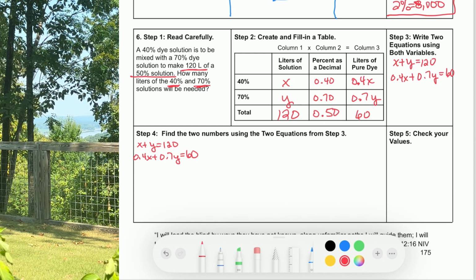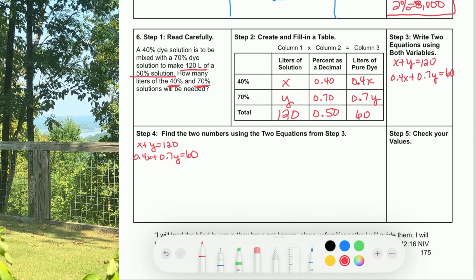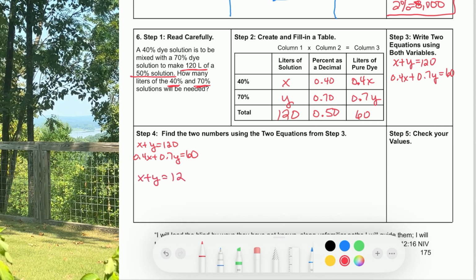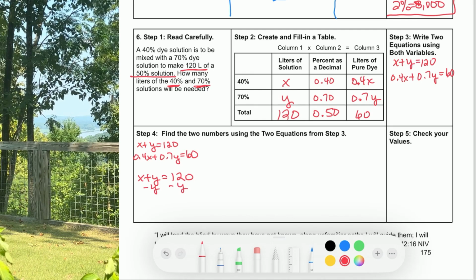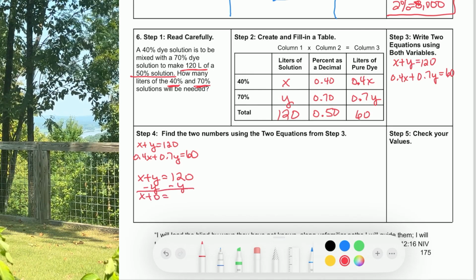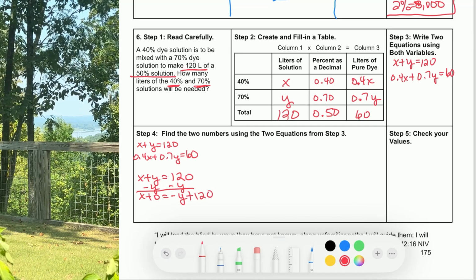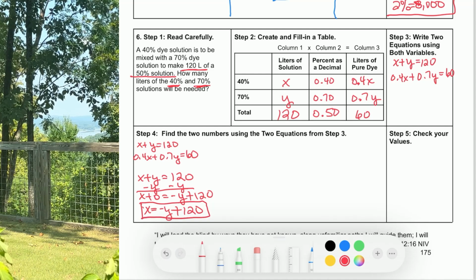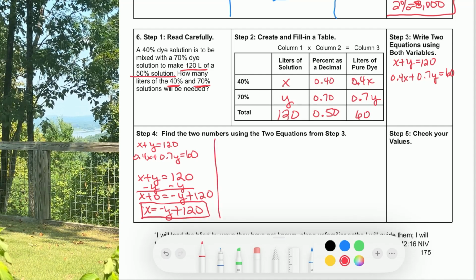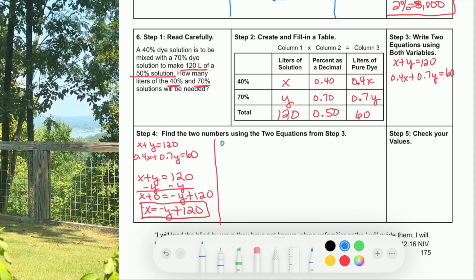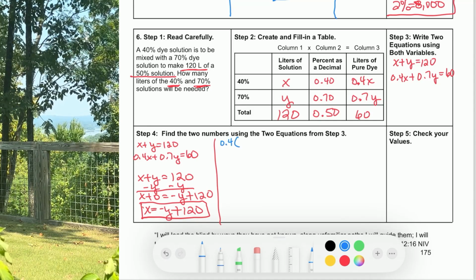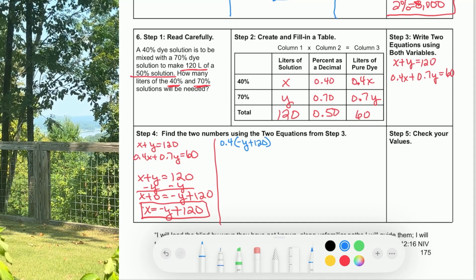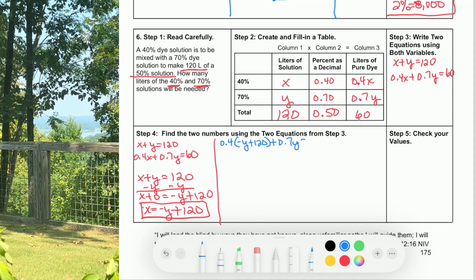So what I'm going to do is isolate one of my variables from that first equation. And I think I'm going to isolate my x. So let me rewrite our equation here. I'm going to subtract y from both sides. I get x plus 0 equals negative y plus 120, which is just x equals negative y plus 120. Now that I have that x isolated, I'm going to write my other equation over here. 0.4 times, I'm replacing that x with the value that I found, the negative y plus 120. And then writing out the rest of the problem.